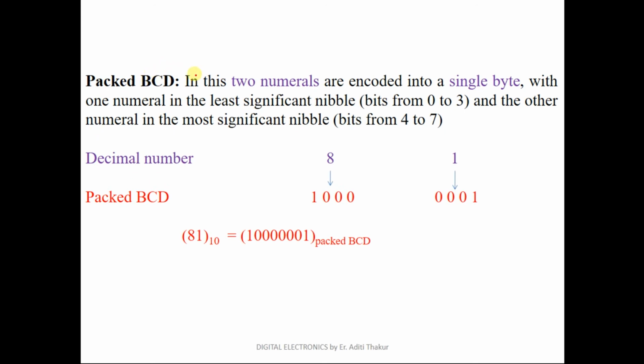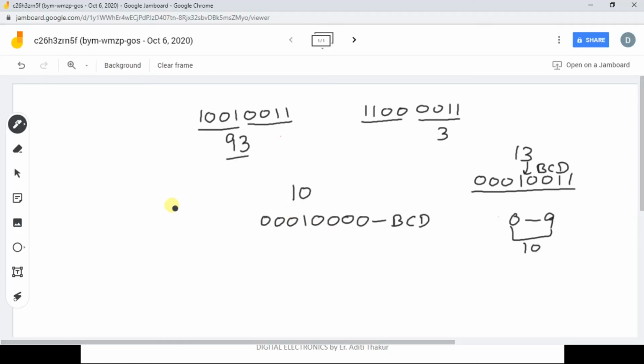Now the second type is packed BCD. In packed BCD there are 2 numerals encoded into a single byte. For example, 81 can be encoded in packed BCD like this: for 8 we have to write the 4-bit code, and for 1 we have to write again the 4-bit binary code, that is 0001. So for 81 the representation in packed BCD is this, and for unpacked it is the previous one. So we will take both the examples parallelly.